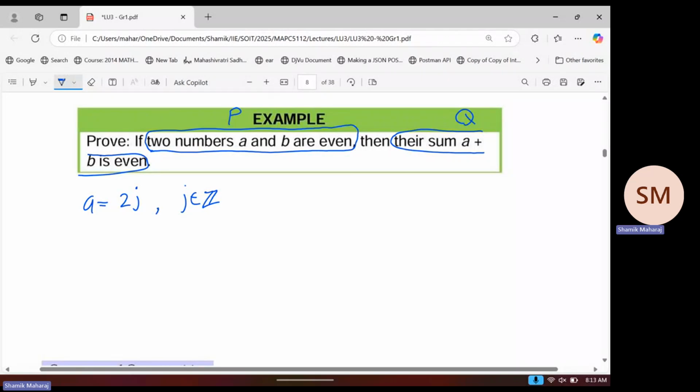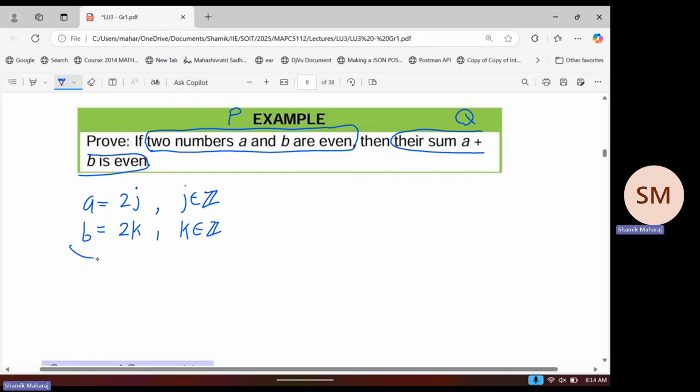So B will be represented the same way. We'll call this 2 times K. We can't use the same letter, where K is an element of the integers again. So same thing, B is an even number. This right here is the bulk of the work. Once you've done this part, then we go to Q and see if we can prove that Q is true based on the assumptions we made in P. So Q says the sum A plus B must be even.